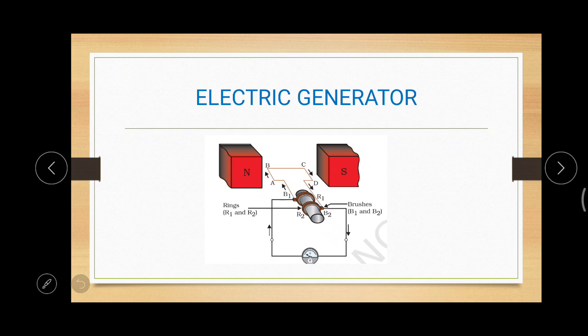Now this R1 and R2 are internally connected with the axle, and the inner portion of these rings R1 and R2 should be insulated. That means a direct contact should not be there between R1 and R2 along with the axle. To avoid the short circuit, we have to insulate the inner portion of R1 and R2, and we have to place them upon the axle.